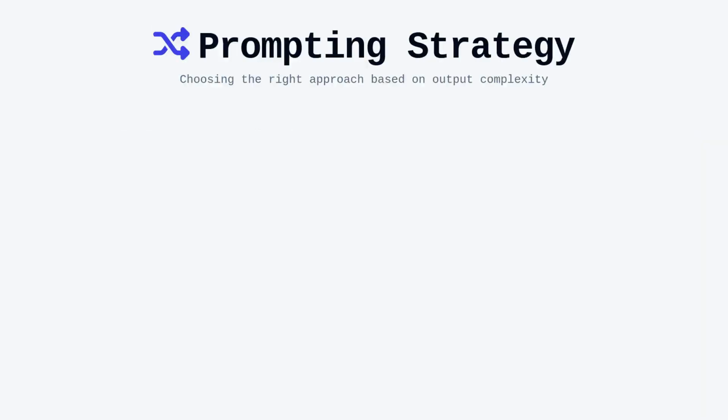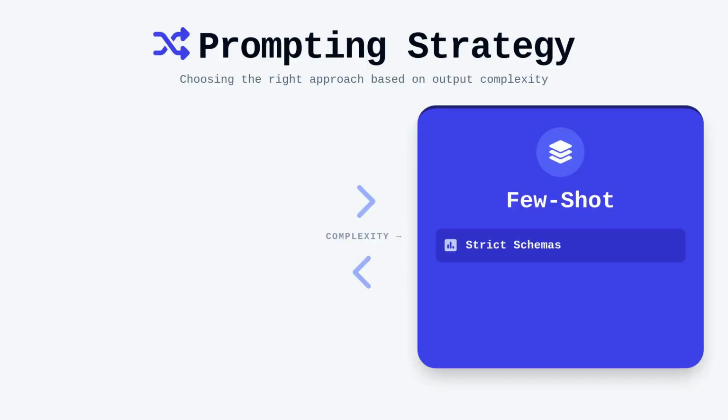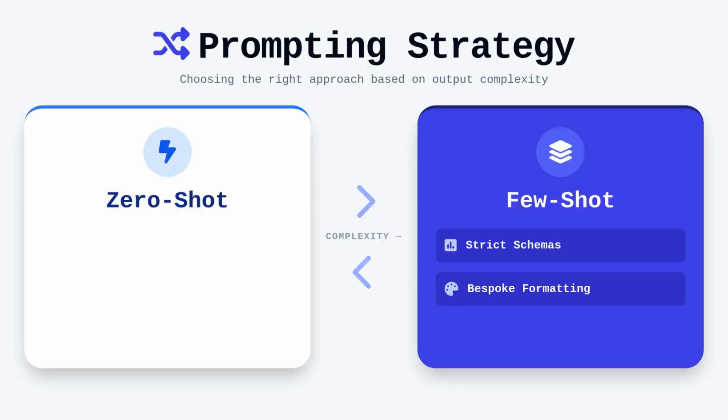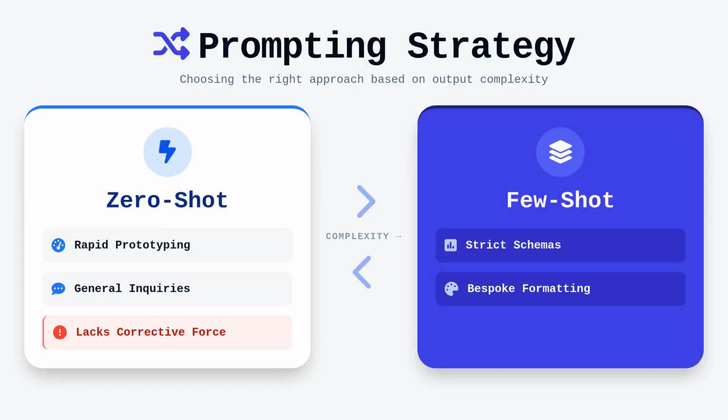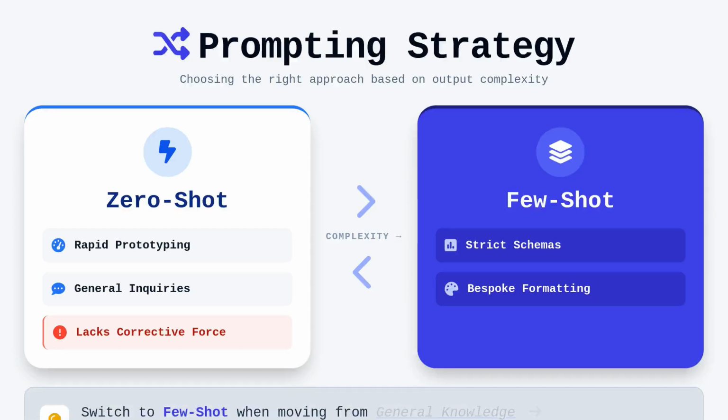Ultimately, the choice between requesting a result via a zero-shot prompt and guiding the process through few-shot examples should be driven by the inherent complexity of the required output. If your output needs to conform to a strict schema, an uncommon style, or a bespoke formatting convention, you should default to few-shot prompting to guarantee stability. Zero-shot is a powerful tool for rapid prototyping and general inquiries, but it lacks the explicit corrective force necessary for professional, high-stakes automation. Learning to recognize when a task has crossed the threshold from general knowledge to specialized logic is a key skill for any practitioner.